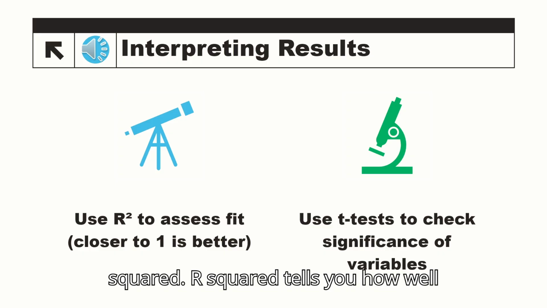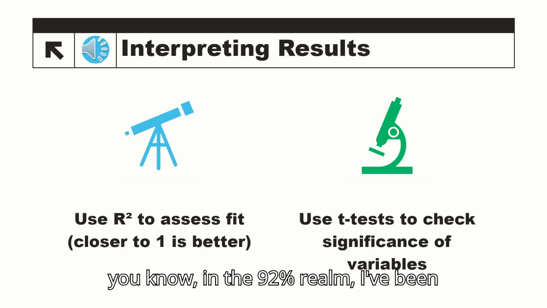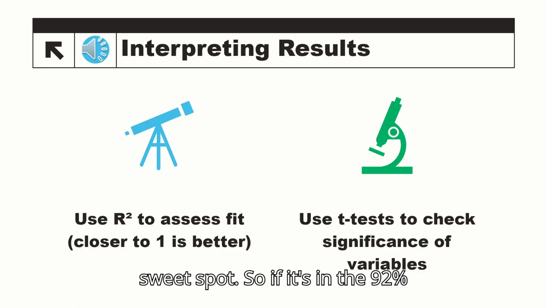R squared. R squared tells you how well the model fits your data. So if it is in the 92% realm, I've been saying this a lot, 92%, it's like the sweet spot. So if it's in the 92% realm, generally you've hit the jackpot.